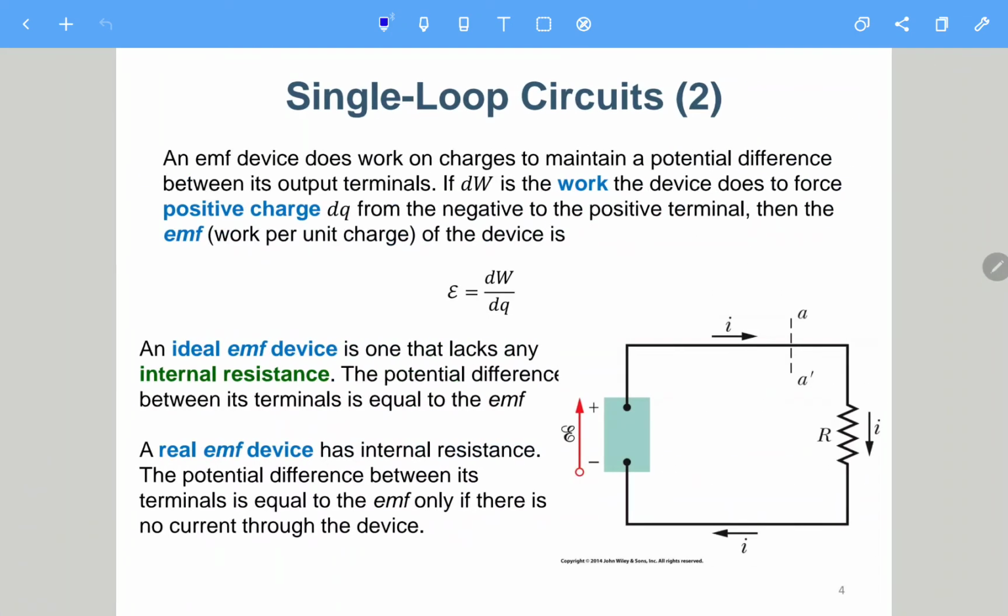So nothing special. Okay, so here it says an EMF device does work on charges to maintain the potential difference between its output terminals. So the voltage or the potential difference between this side and this side will be E. If dW is the work the device does to force the positive charge dQ from the negative to the positive terminal, then the EMF of the device is dW/dQ. So this is the definition.